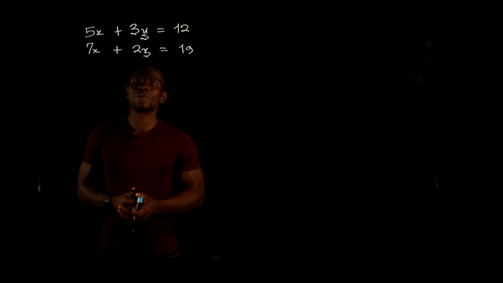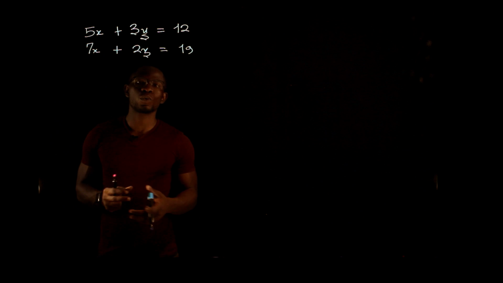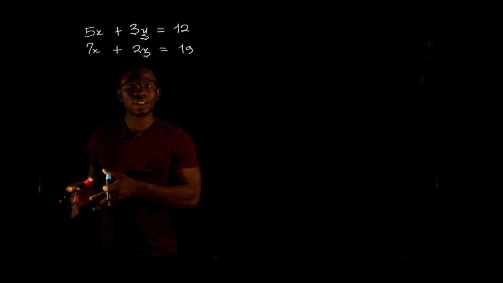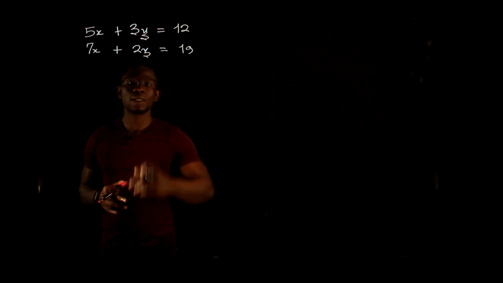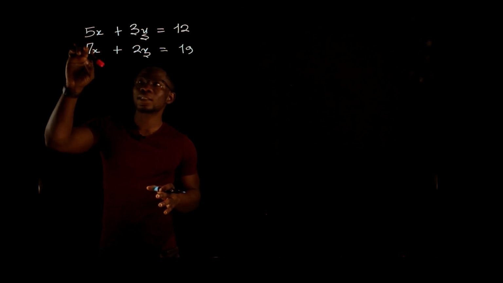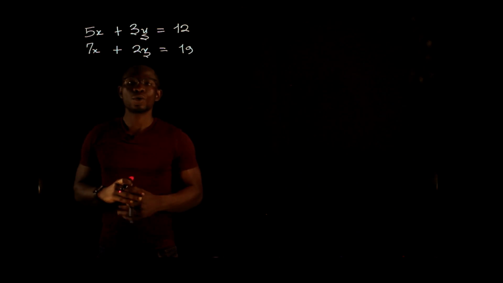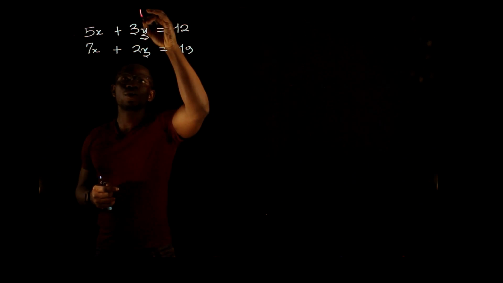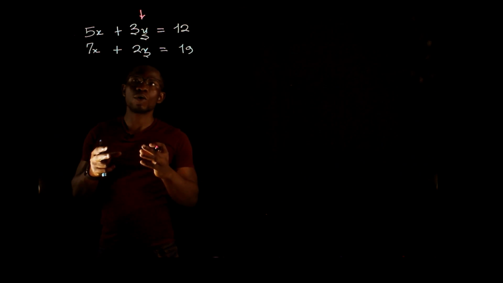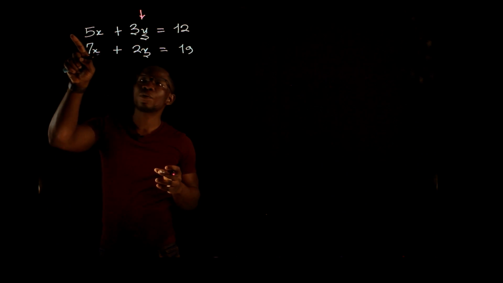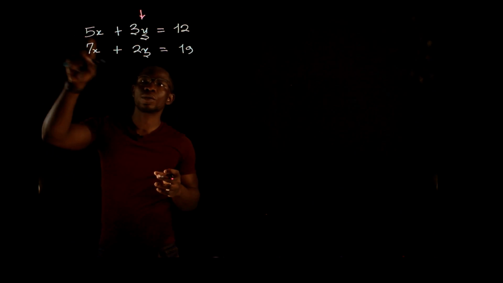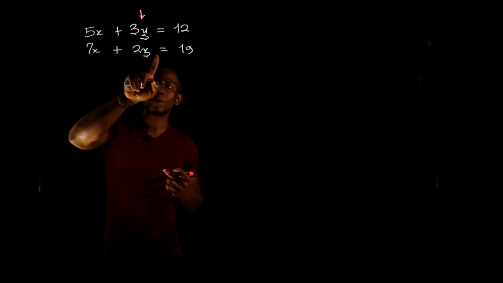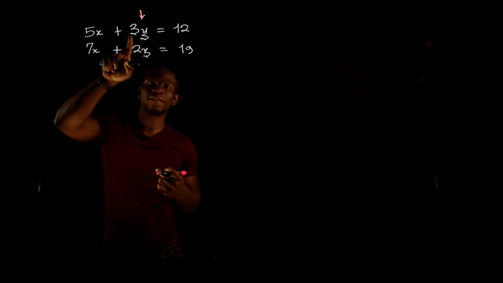So for this second example, we have that 5x plus 3y equals 12 and 7x plus 2y equals 19. Now, unlike the previous example where our y's are already equal, in this case, neither our x nor our y's are equal. So we have to find a way of making one of these two equal. So in this case, if we choose to make our y's equal, now the most common way of doing that is to multiply through the first equation by the coefficient of the y in the second equation, and to multiply through the second equation by the coefficient of y in the first equation.